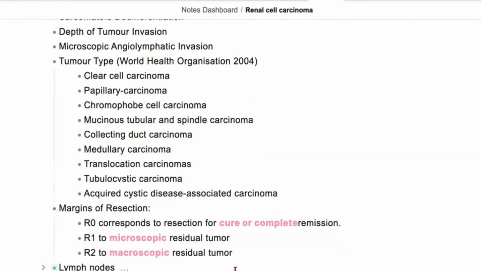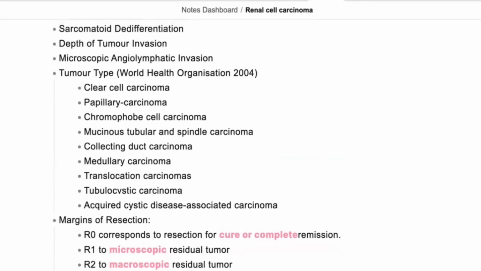We talked about margin resection, and for renal cell carcinoma it could be R0, you've cured the tumor. R1, it's microscopic residual, and R2 is macroscopic residual. You can also report lymph nodes, the number of lymph nodes, their size, and the number of positive lymph nodes.